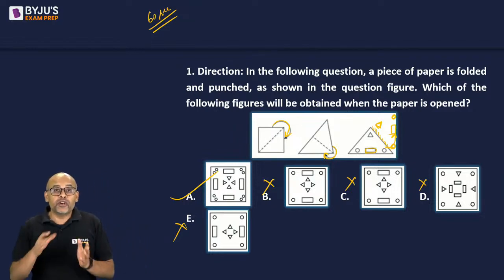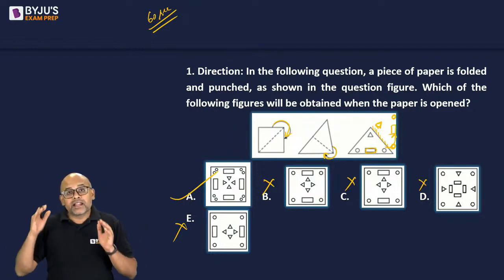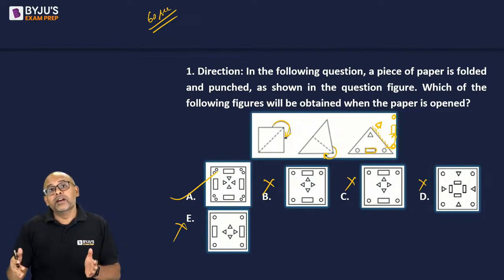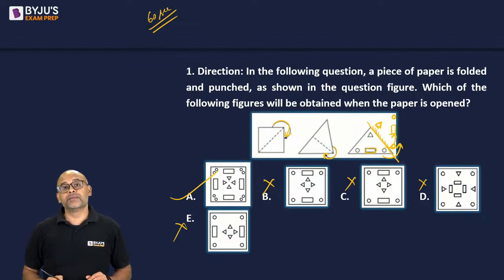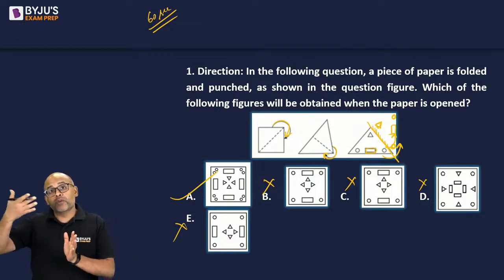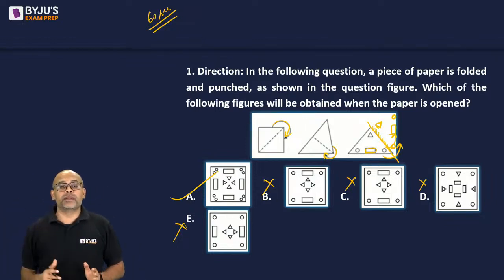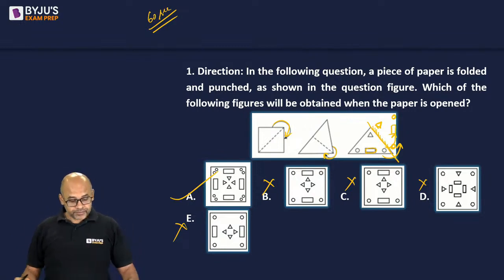Please remember when you're unfolding things, it is nothing but a mirror image. But where is the mirror? The mirror is along the line where you are unfolding. Whichever line along which you are unfolding, that will be called the mirror. Clear? Let's move on to the second question.